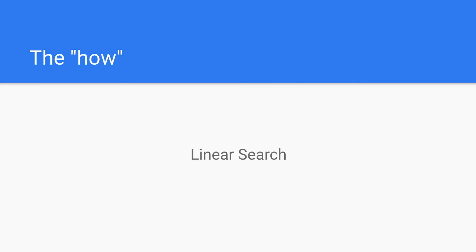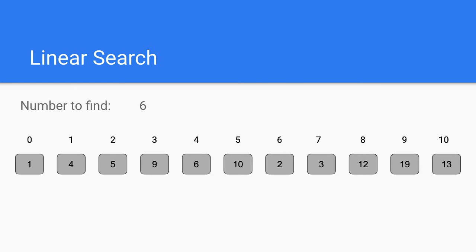One of the hows is linear search. Let's first see how linear search works. The linear search algorithm starts from the beginning of the array and scans each and every element of the array until it finds the one we are looking for.